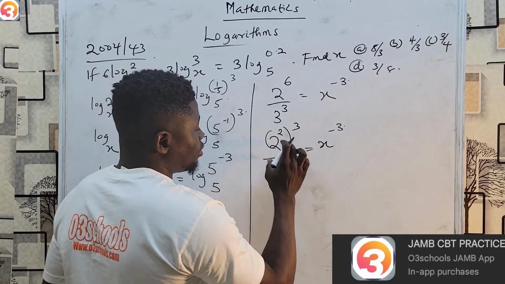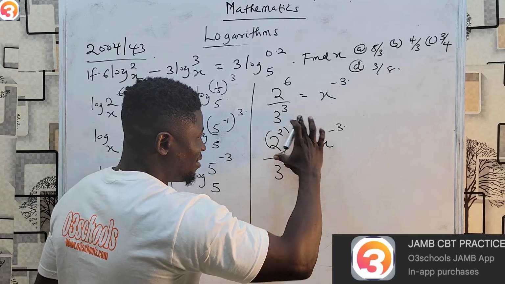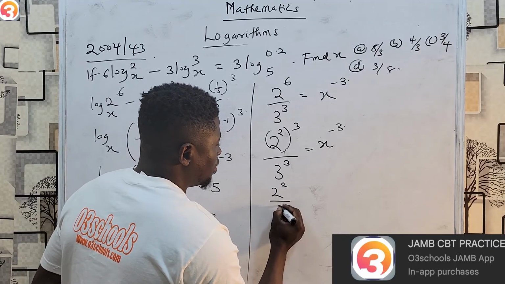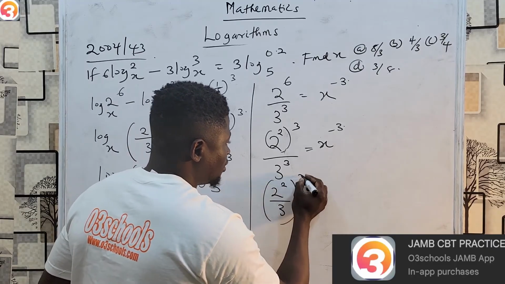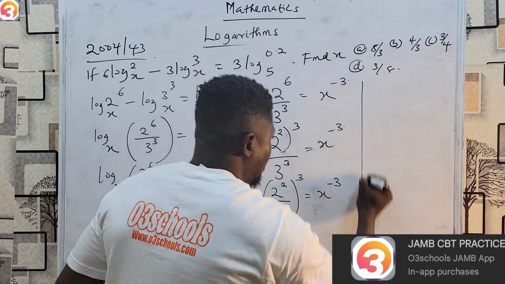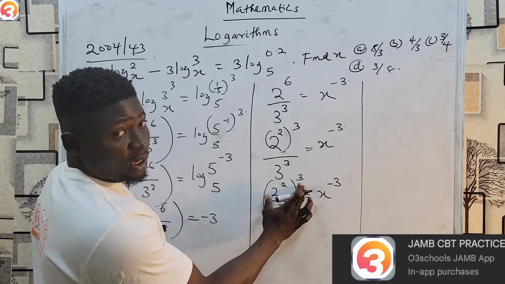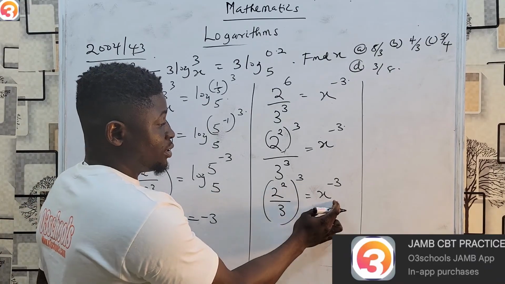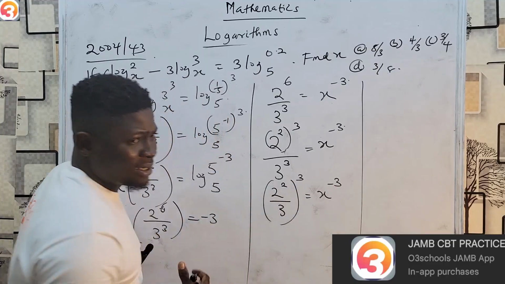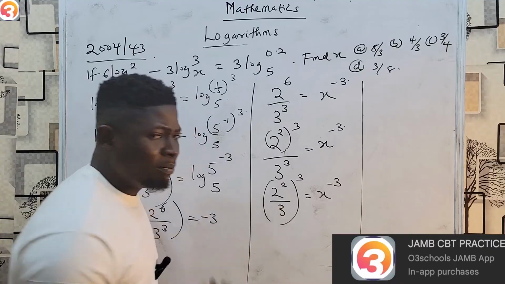Because this is raised to the power 3 and this is raised to the power 3, we can rewrite this one as 2 over 3, all raised to the power 3, is equal to x to the power minus 3. I want you to be seeing everything clearly. So we rewrote this as 2 over 3 raised to the power 3 equals x to the power minus 3, but the powers are not equal, so we cannot equate the bases.